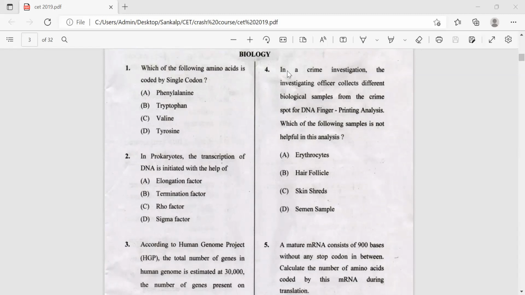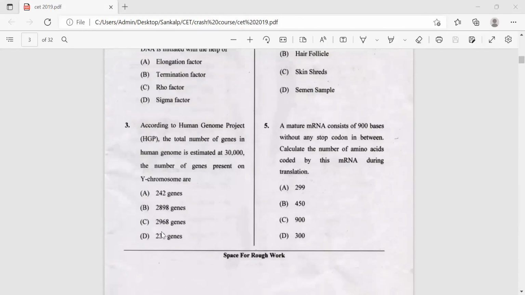All of you said option C, that is RHO factor. Are you all sure? Yes, ma'am. The correct answer here is option D, sigma factor. Option D, sigma factor.